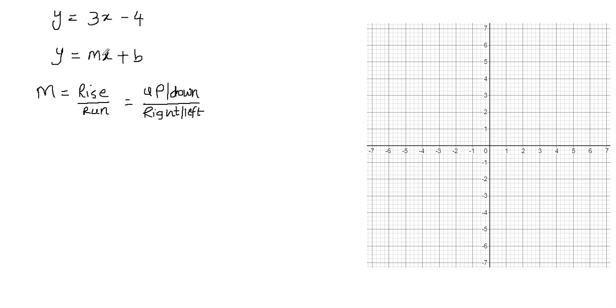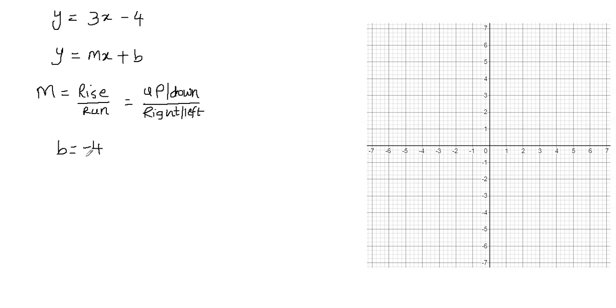Now, to graph an equation, all we need to do is to identify the slope and identify the y-intercept. Let's identify the y-intercept first. The y-intercept is represented by the letter b, and you can see that in my equation b is equal to -4. So I'm going to write b is equal to -4.